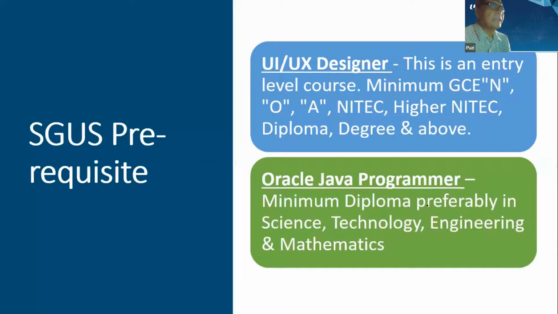Lastly, let me go through the entry requirements for these two programs. For UI UX, this is more of a skill-based program, so the minimum entrance is quite flexible. You can take anyone from N, O, A-level, NITEC, Higher NITEC, diploma, and even degree and above. But for the Oracle Java programmer, you need a minimum of a diploma, preferably in either science, IT, engineering, or mathematics.